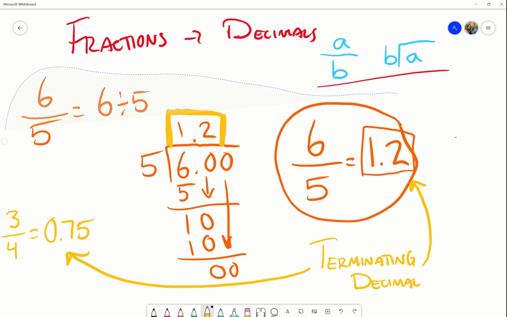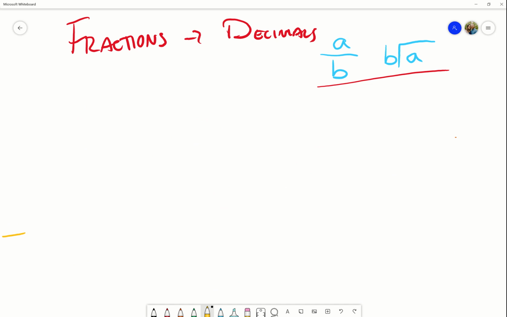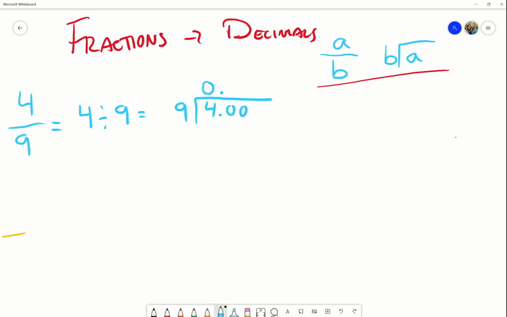Another one you might see is called a repeating decimal. A repeating decimal would be something like, okay, let's do 4/9. And 4/9 equals 4 divided by 9. We're going to add some zeros in here. And let's start mathing. I'll bring my decimal up. Don't want to forget about my decimal. 9 goes into 4, 0 times. 9 goes into 40, 4 times. And that is a 36. Here's a 4 with a 0.